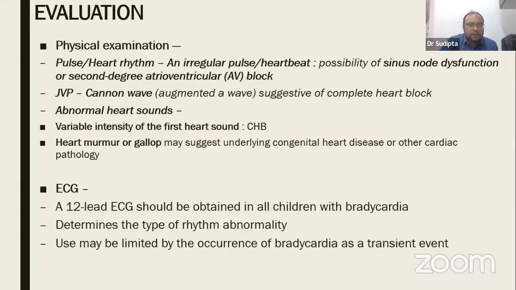On physical examination, an irregular pulse or heartbeat might suggest the possibility of sinus node dysfunction or a second degree AV block. Jugular venous cannon waves might be present, which may suggest a complete heart block. Abnormal heart sounds, such as variable intensity of the first heart sound, may be a sign of a complete heart block. Heart murmur or gallop rhythm may suggest underlying congenital heart disease.